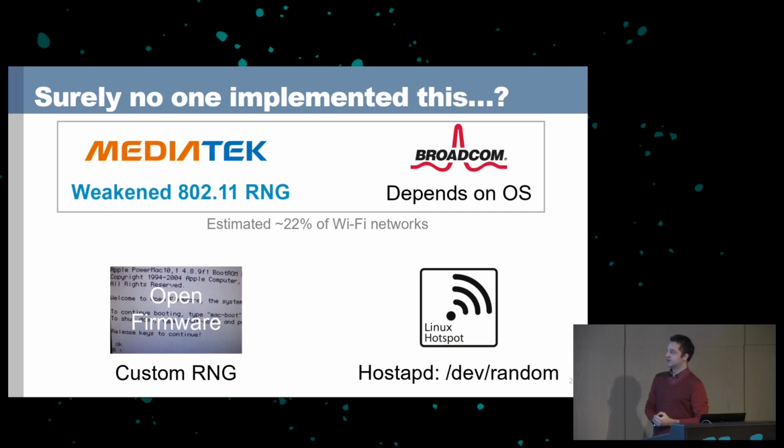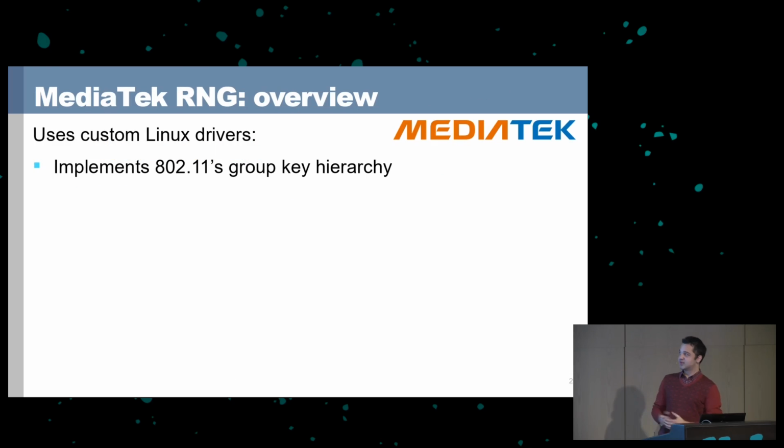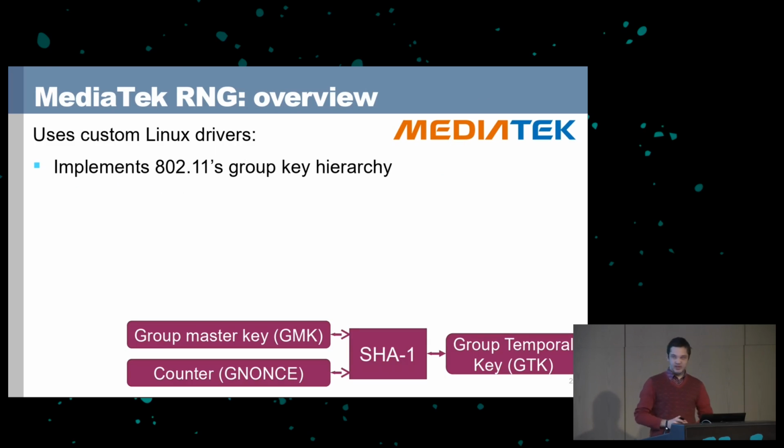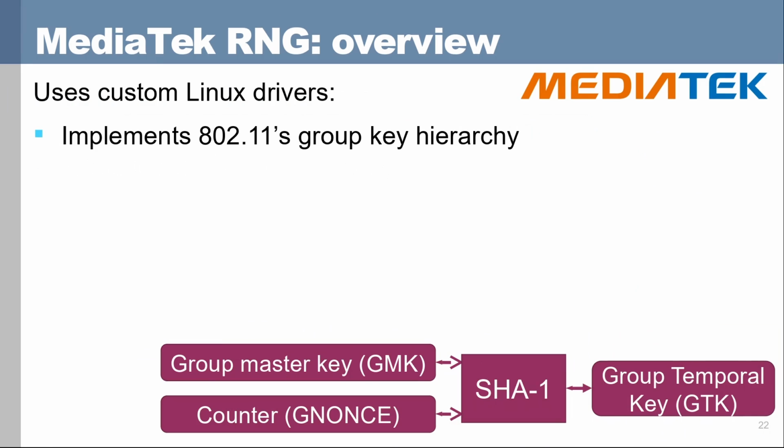But anyway, let's look at the first implementation, the one of MediaTek. So what did they do? Well, first and foremost, they implemented the key hierarchy, so the procedure on how to generate these group keys as proposed by the standard. Just to recap, this is this construction where you generate two variables, one which is secret, the other which can be public, and then a hash is taken and the output is shown.